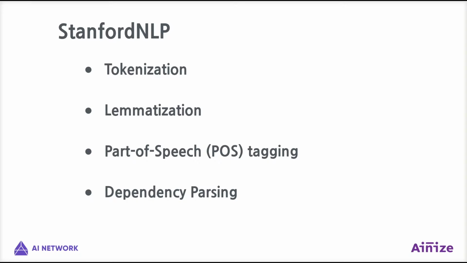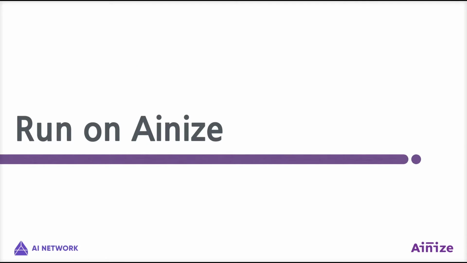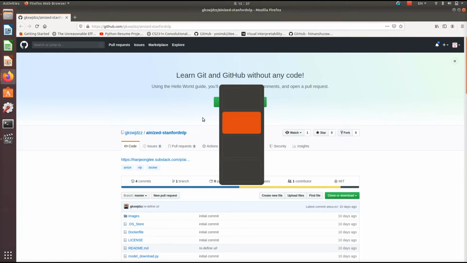And then Stanford NLP also provides dependency parsing, which extracts the dependency relationship between words in sentences. Another really cool thing to note here is that Stanford NLP provides this type of functionality for up to 70 different languages. So this project should be really useful for people working on natural language processing in almost any language. So now I'm going to get into how exactly to run this project on Ainize.